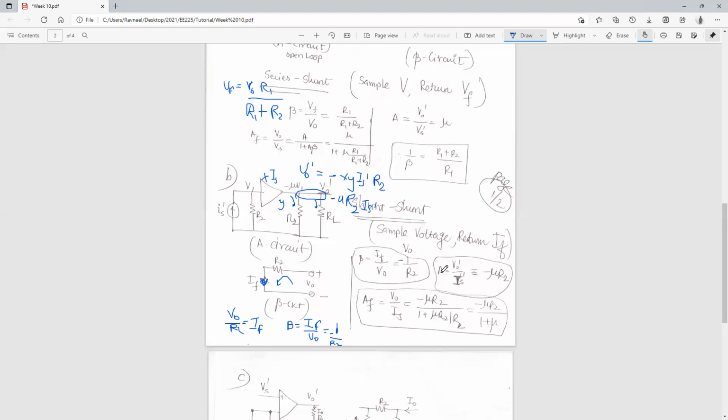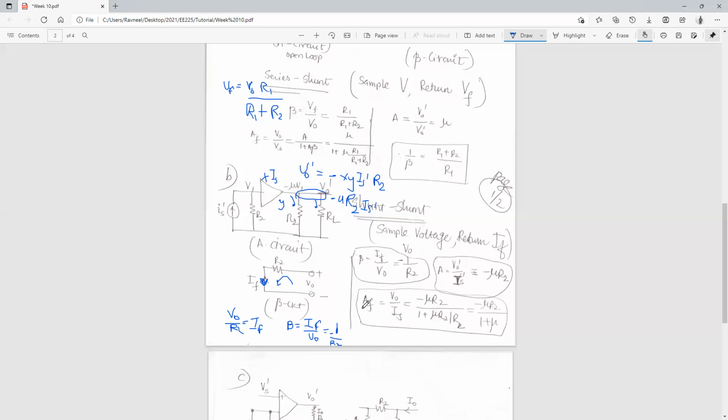So in that particular case, our alpha gain, or the open loop gain, is equal to negative mu times R2. That is how we arrive at alpha equal to negative mu times R2. Negative indicates that the output is inverted, because your input is connected to the negative input, right? And mu is some factor XY. So your open loop gain is negative mu times R2, while your beta gain is equal to negative 1 upon R2.